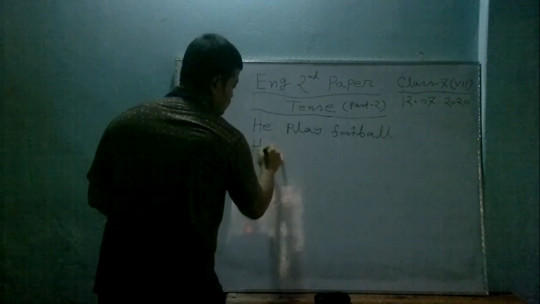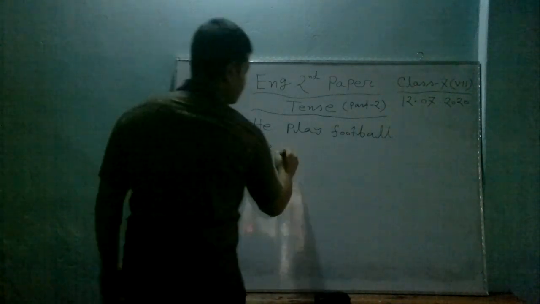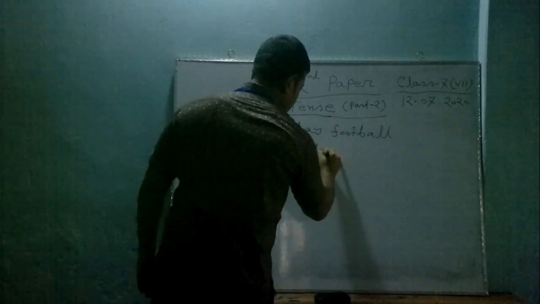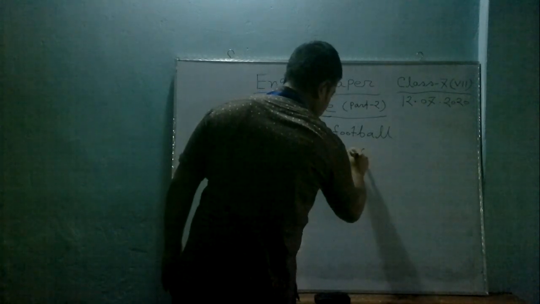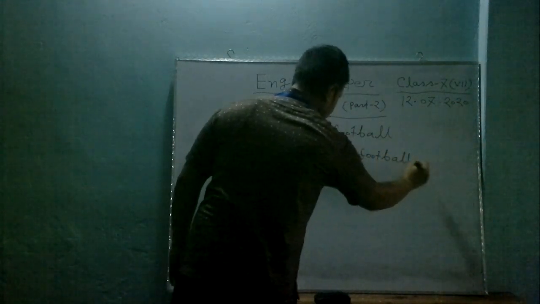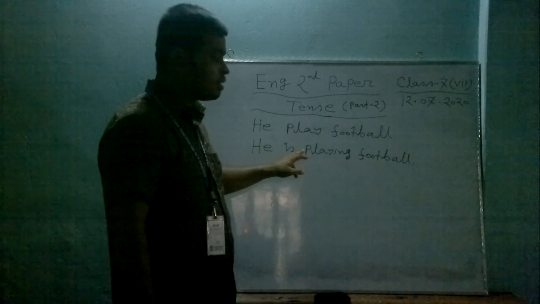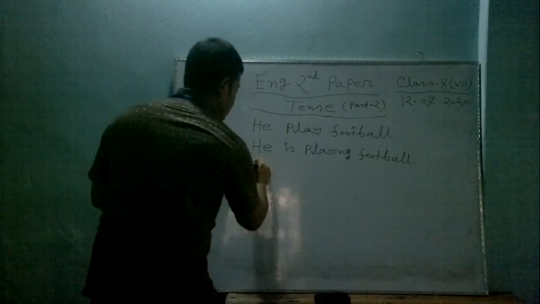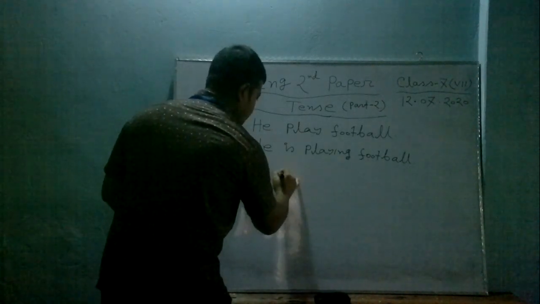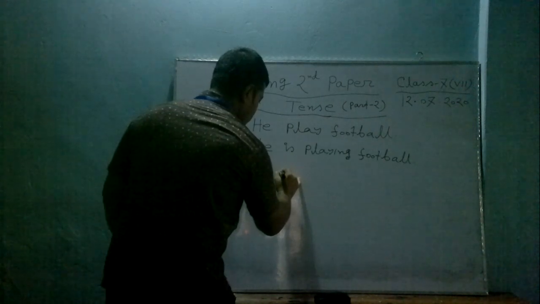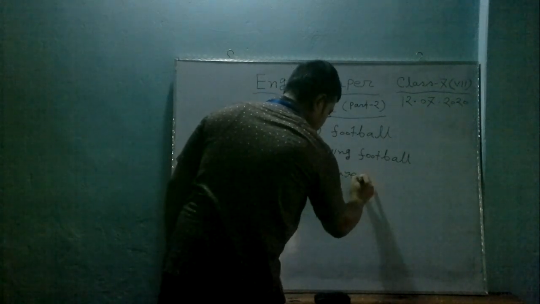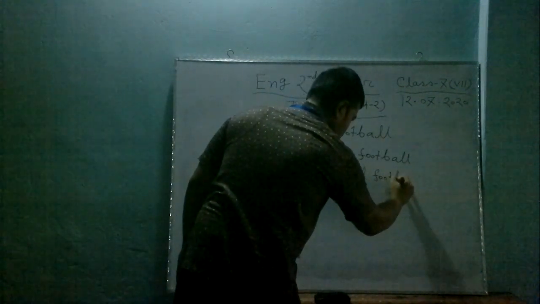In present continuous tense, we make this sentence by following the structure. He is playing football. In present continuous tense, the sentence will be: he is playing football. In present perfect tense, the sentence will be: he has played football.